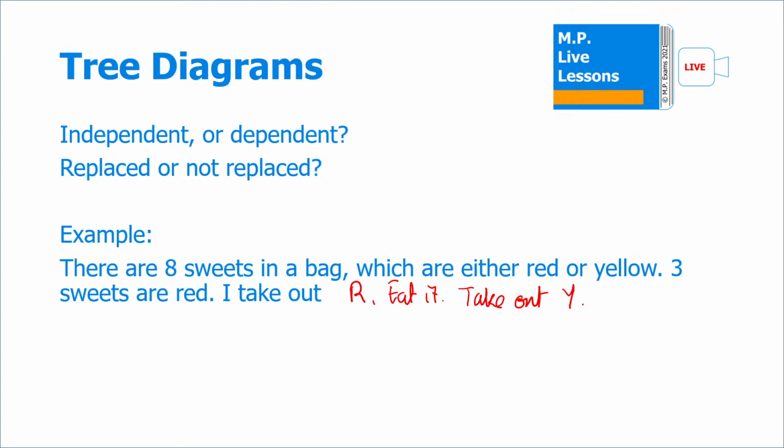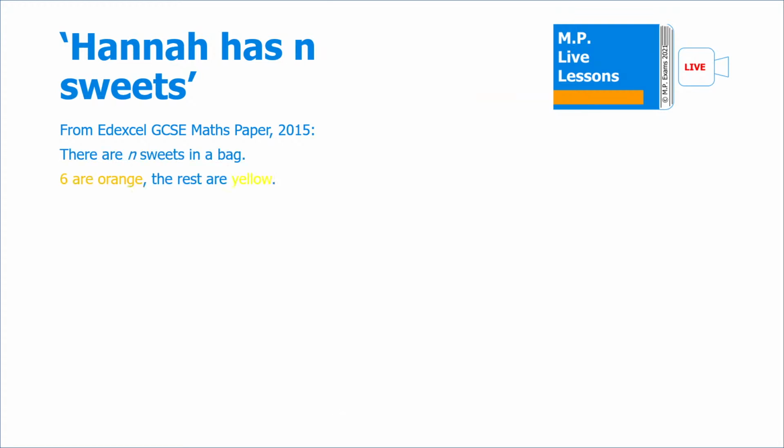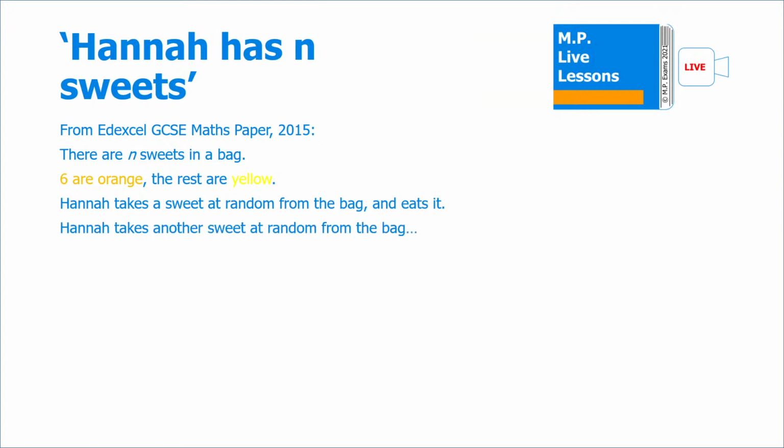And a famous question from 2015 was this question involving Hannah's n sweets. So this is from the Edexcel. Now there are n sweets in a bag. 6 are orange, the rest are yellow. Hannah takes a sweet at random from the bag and then eats it. Then Hannah takes another sweet at random from the bag. Now we're told the probability that Hannah eats 2 orange sweets is 1/3. And then suddenly the question says, show that n squared minus n minus 90 equals 0.